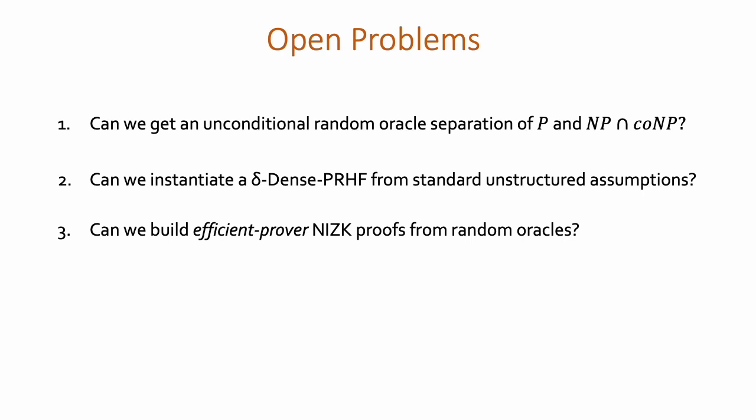Firstly, can we get an unconditional random oracle separation of P and NP intersect coNP? Note that our result relies on the assumption that UP is not contained in RP, so can we get rid of that? Secondly, we show an instantiation of a NIZK proof system in the uniform random string model from an object called delta-dense pseudorandom hash functions, which I unfortunately could not elaborate upon. So the question is, can we instantiate this from standard unstructured assumptions other than random oracles, which we do not know of yet? Finally, this might be of independent interest as well, but can we build efficient-prover NIZK proofs from random oracles? Thank you.